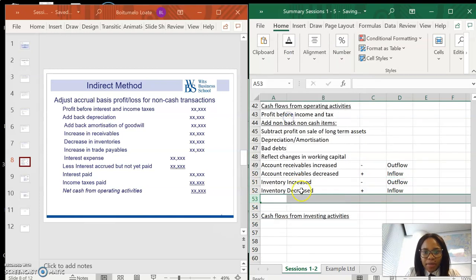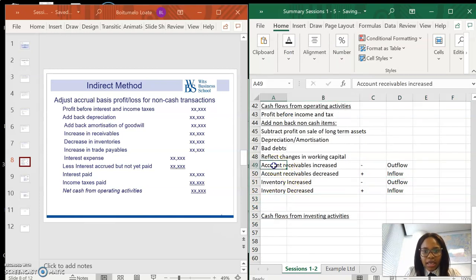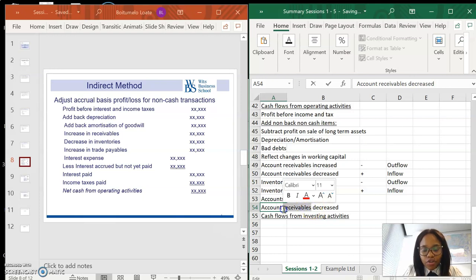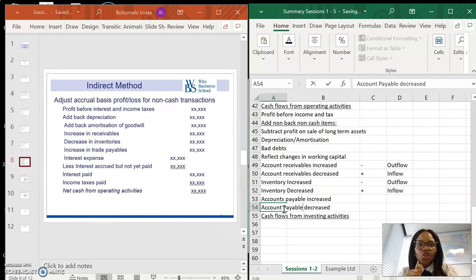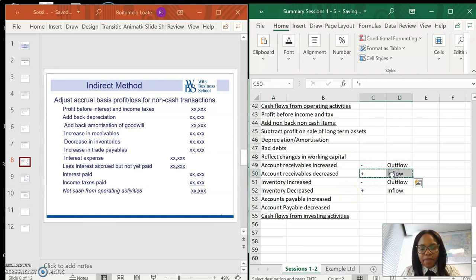The one that's opposite to these two is actually your accounts payable. So let's quickly write down the accounts payable. If your accounts payable has increased, your suppliers have funded you. They've put money in your business. Because you owe them money, that's actually an inflow in your business.